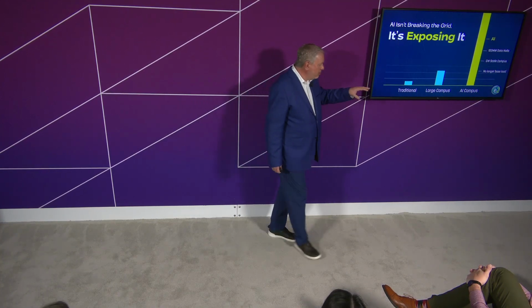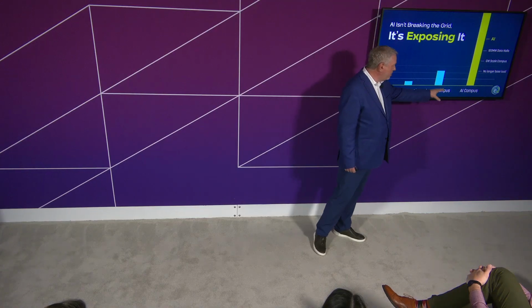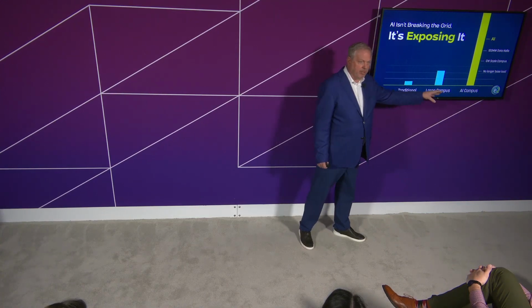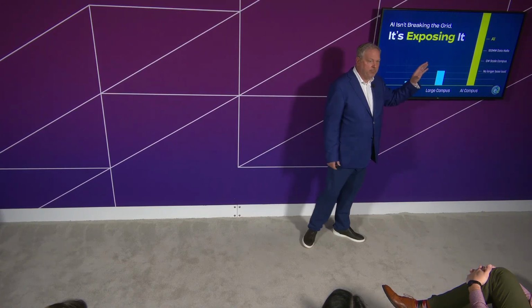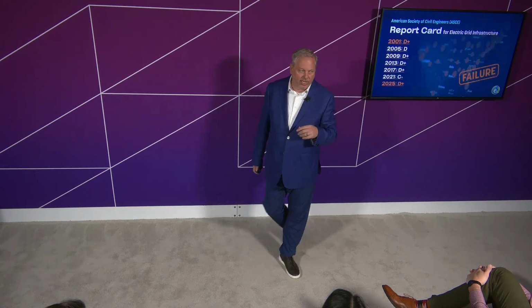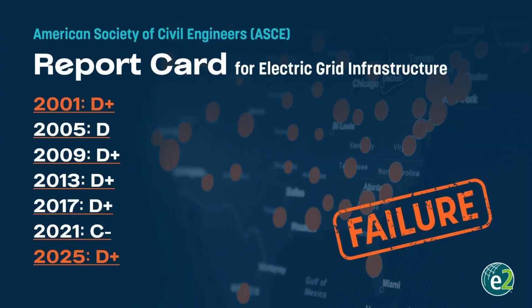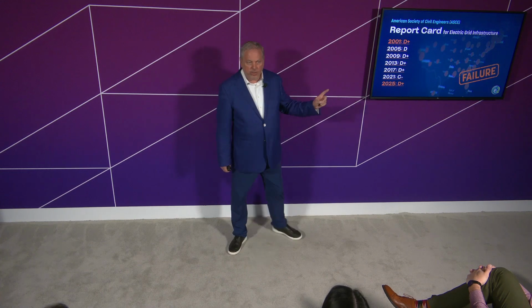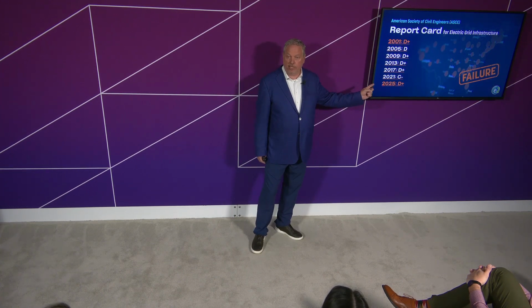So this exposure, traditional versus a large campus versus an AI campus, is effectively what is being exposed on the grid of these loads and what's happening on the grid. So here's our report card since 2001 on the grid. Do we think the 20th century application is working? In 25 years of investment on the grid, trying to do what we did the last 100 years, we have had 0 impact on the grid.